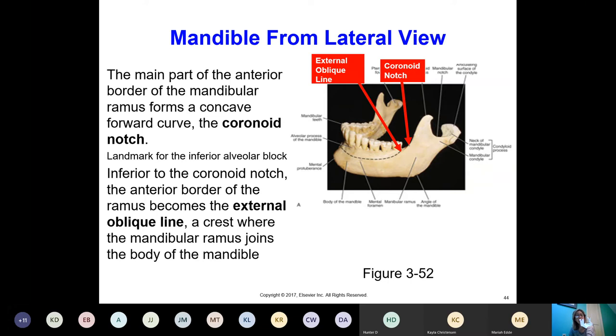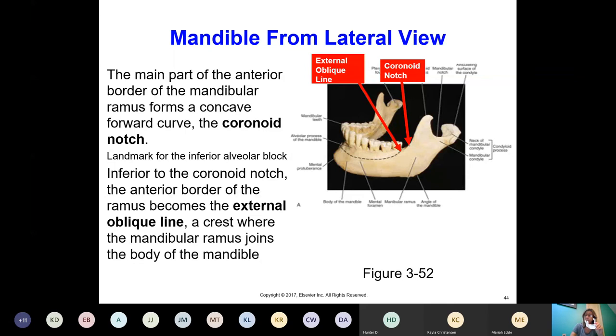Sometimes you can't find the notch, and so we have to kind of improvise. When we get to local anesthesia, we'll show you how to do that. Sometimes it's kind of hard to find the notch, and you feel something, but you're not feeling the notch. We'll work with that when we get into that part. But just remember that that is also the landmark for the inferior alveolar block. Because it's likely, if you were to see this question on a quiz, hint, hint, it would talk about the concave forward curve, and it would also mention the landmark for the inferior alveolar block, or IA as we call it in dentistry.